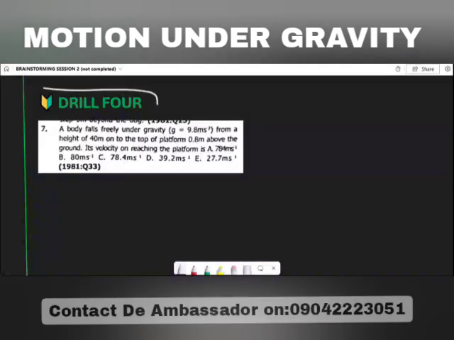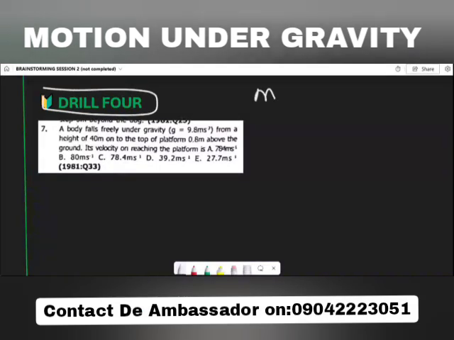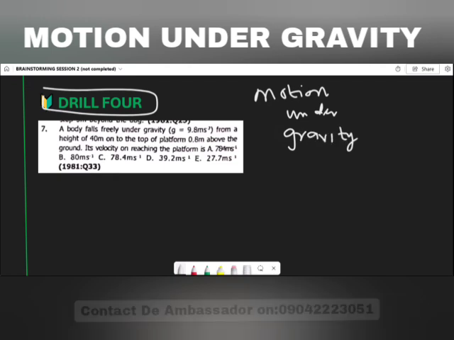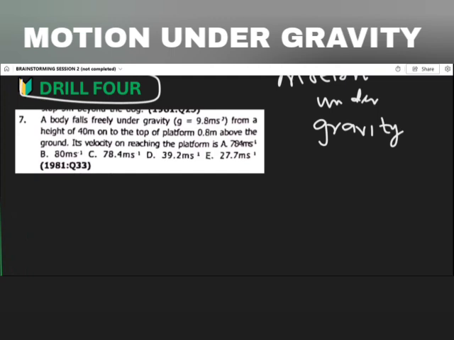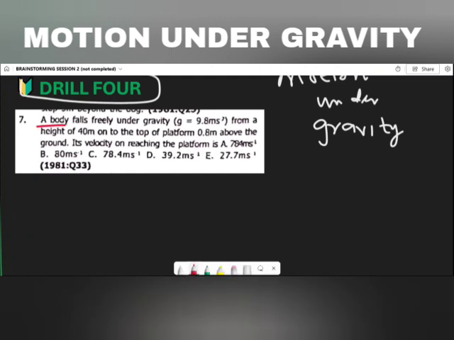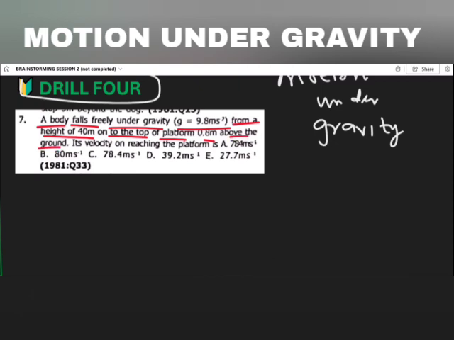We are solving a question on motion under gravity. Now in this question we are given that a ball falls freely under gravity, taking gravity to be 9.8 meters per second square from a height of 40 meters onto the top of a platform 0.8 meters above the ground. So let's quickly interpret what this means.